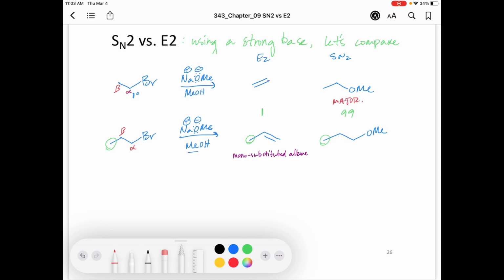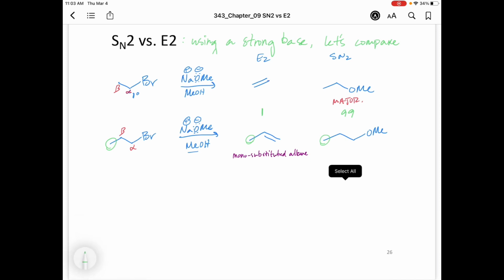This is going to increase the stability of this product. So, not so much that we end up getting a major though. So the ratio here is about 10% of the elimination. We'll add our little percent signs here. And this is around 90% of our substitution product. So SN2 is still favored. Okay, it's still the major here.